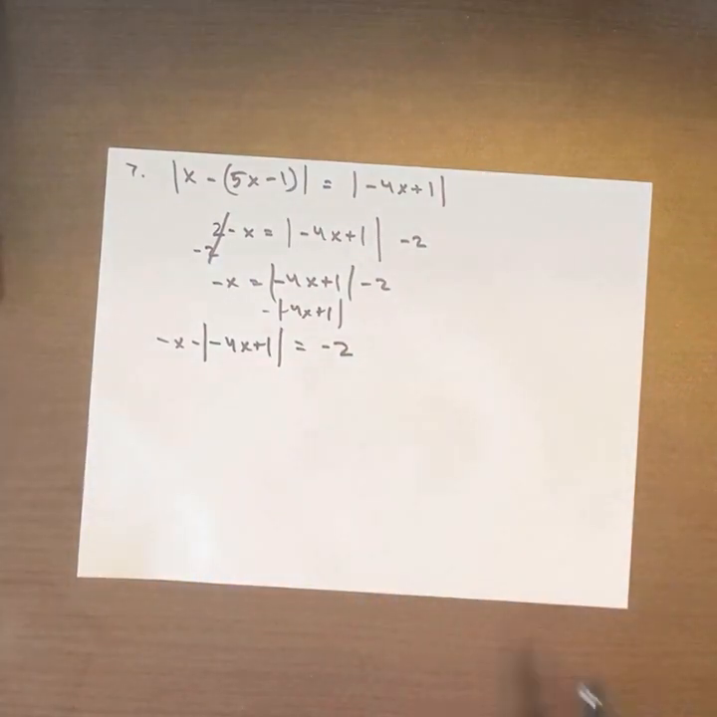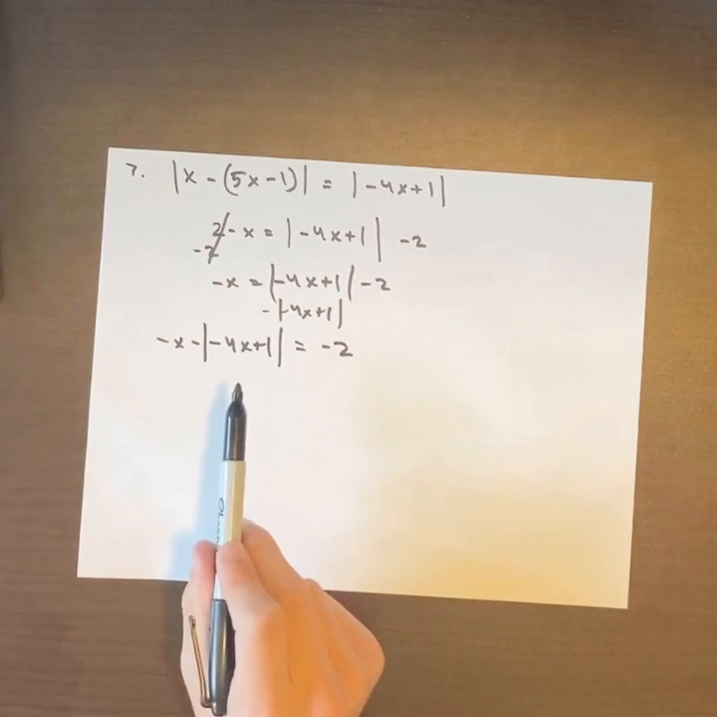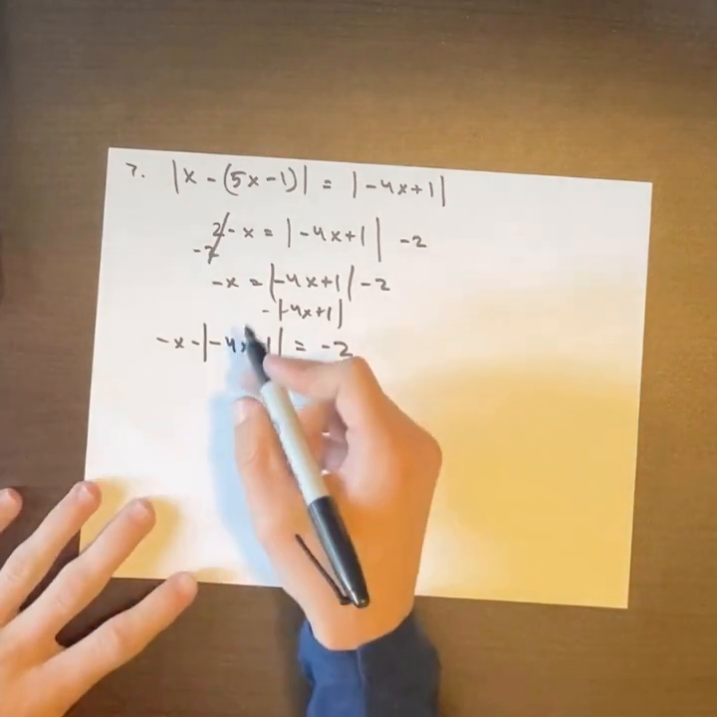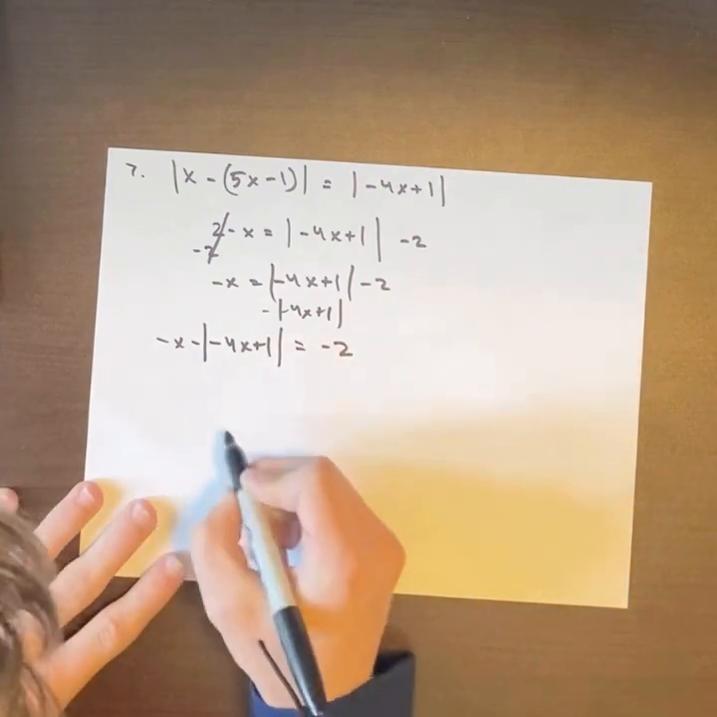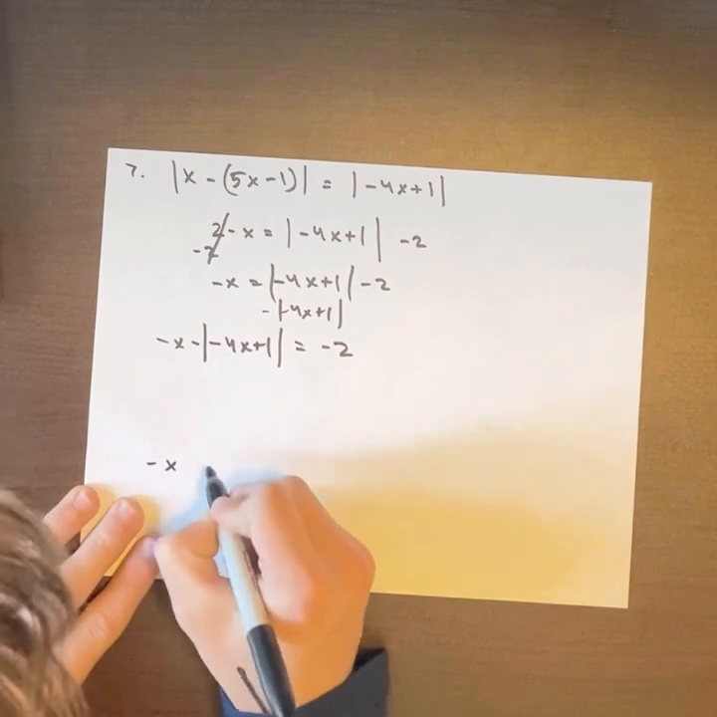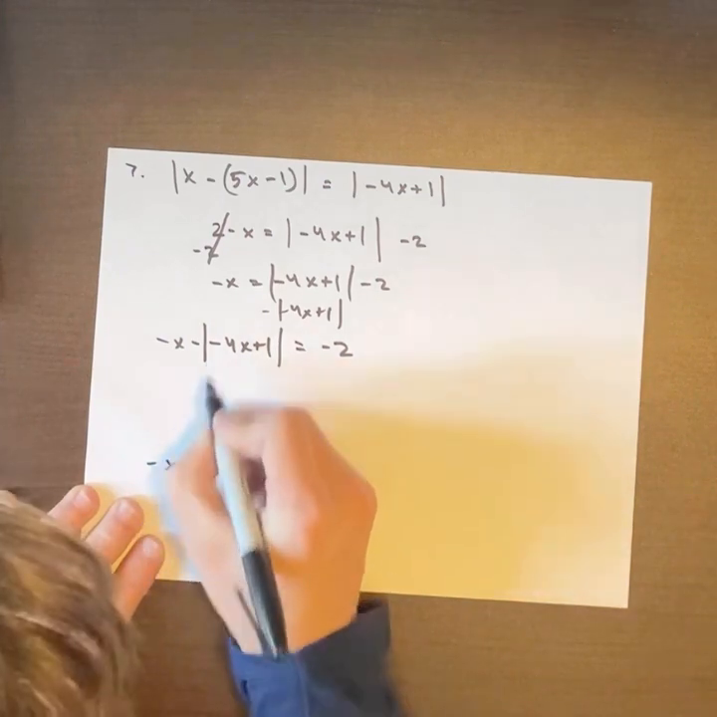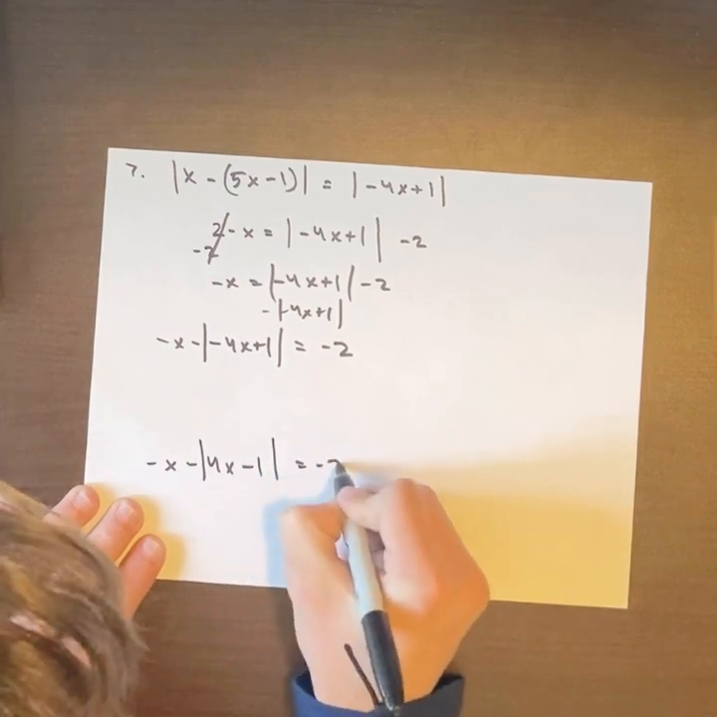And to solve this, I know that the absolute value can be either positive or negative. So what I did was, for one of them, I switched it. So for one of them, it was this equation. And for the other one, it was negative x minus, and then I flipped these, so it would be 4x minus 1 equals negative 2.